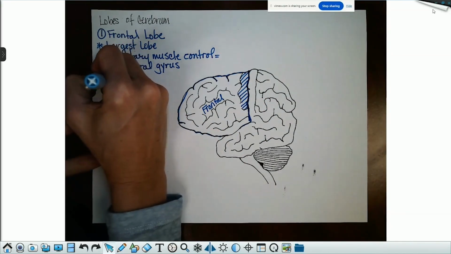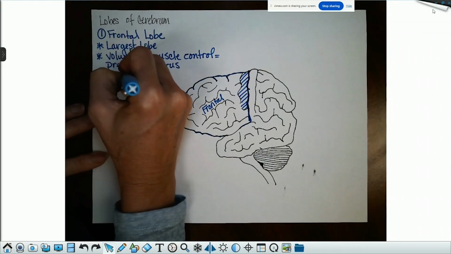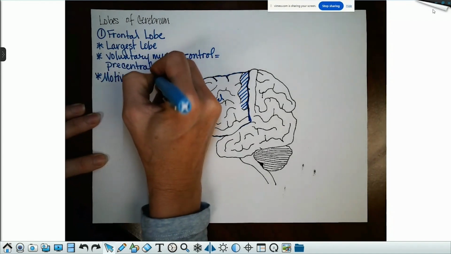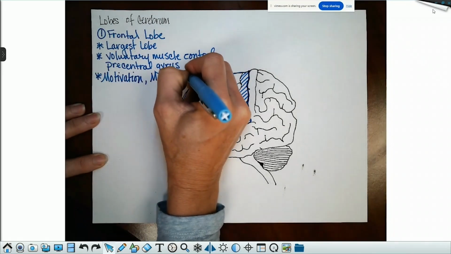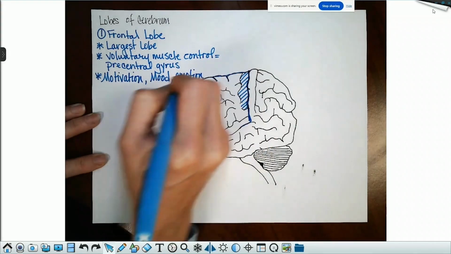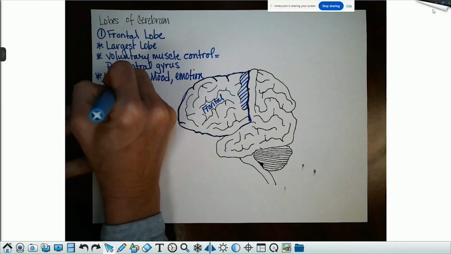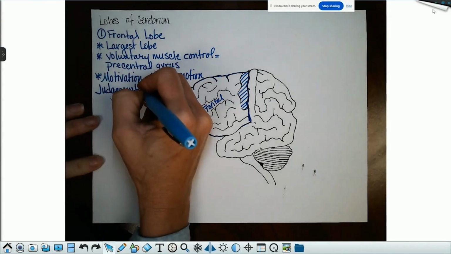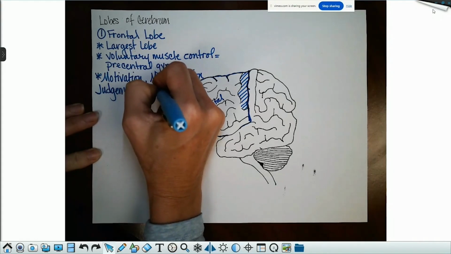This is also a large area of the brain that is involved in motivation, your mood, and emotion. It's involved in your judgment, so keeping your emotions under control, your judgment in what it is you should be doing or not doing, and your social ability.